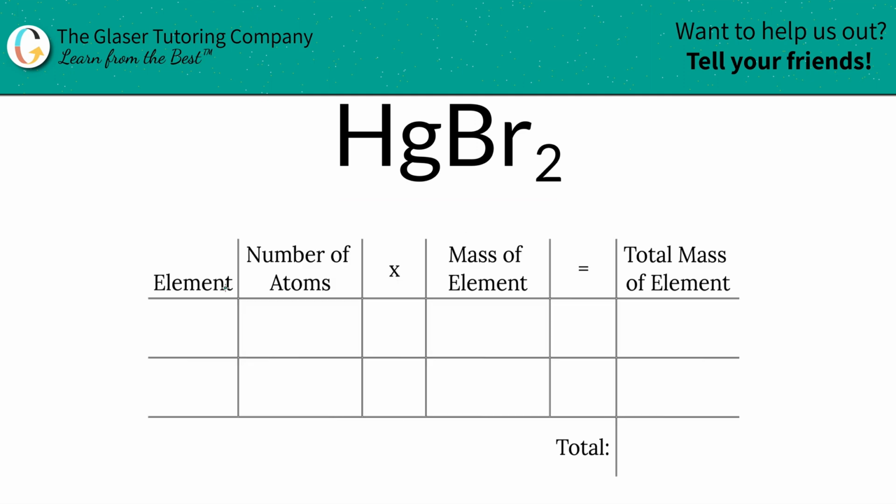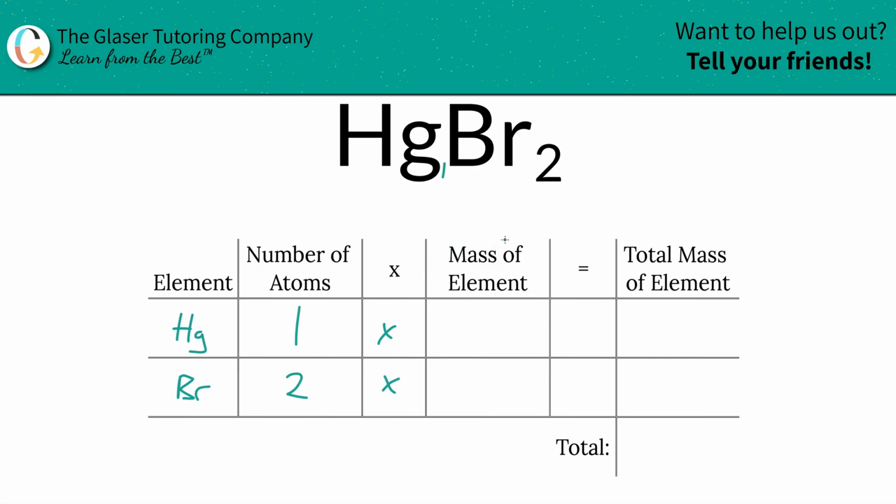Take a look. Bam. The first thing I'm going to do is write down the elements I see in the compound. So we have mercury and we have bromine. Next is to identify the number of atoms of each, and that's where the subscripts come into play. At the bottom of mercury, you don't see a number, so it's assumed to be 1. That means there's 1 atom of mercury in there, and for bromine, there's going to be 2.